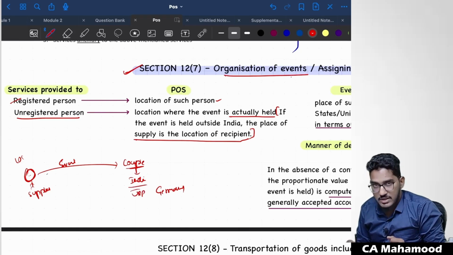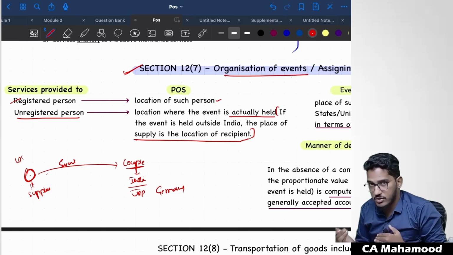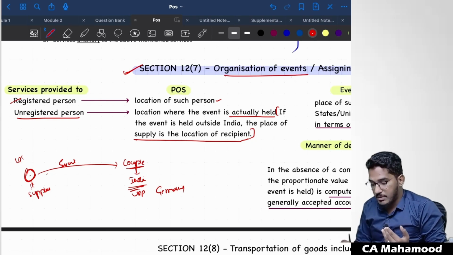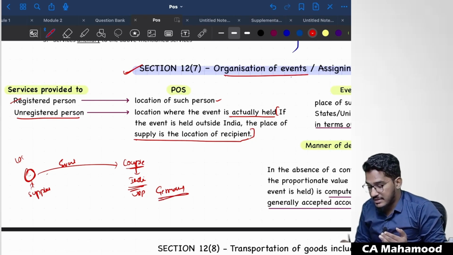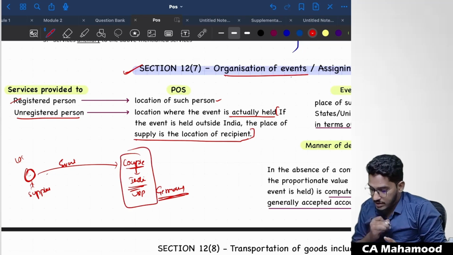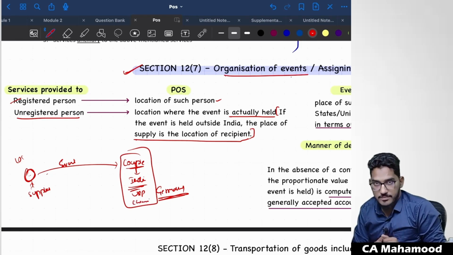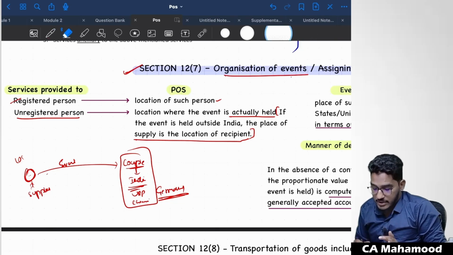If I'm providing organization of events or sponsorship to an unregistered person, generally the place of supply will be wherever that event is taking place. But they have specifically said that in this case, the event is happening outside of India, so the place of supply will be the location of the recipient only. Wherever this recipient is located, take for example, this couple is based out of Chennai, the place of supply will be Chennai. Able to understand? Clear and comfortable? So this is what they are trying to say here.